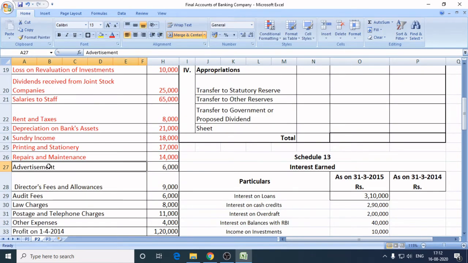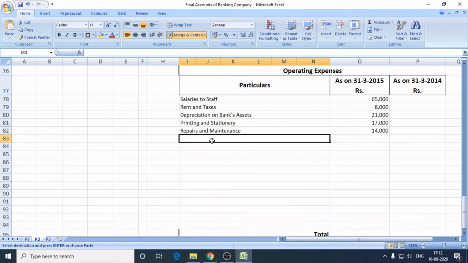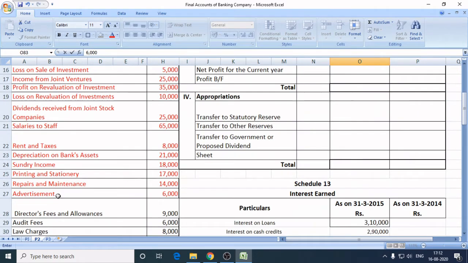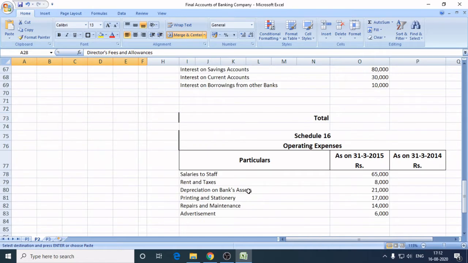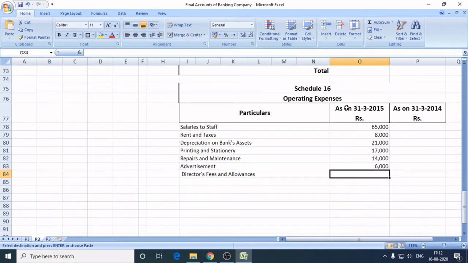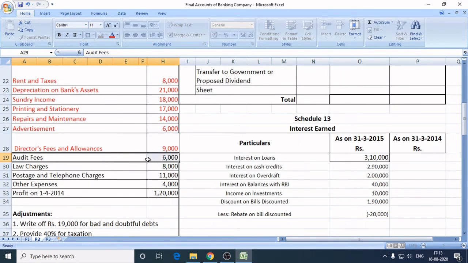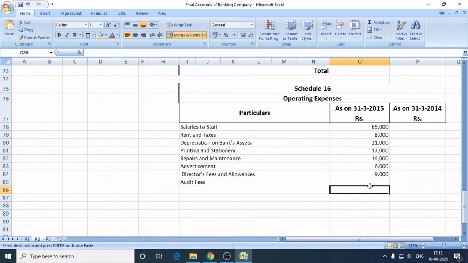Now next in the problem is advertisement. Now it is also an expense of the bank, so advertisement 6,000 rupees in schedule number 16 only. Now next in the problem is director fees and allowances, and the figure is 9,000. It is also an expense, and we will show that expense in schedule number 16, operating expenses. Okay, right. Now audit fees, it is also an expense of the bank. It will go at the same place, and the figure is 6,000 rupees.